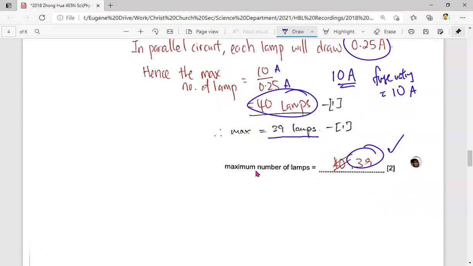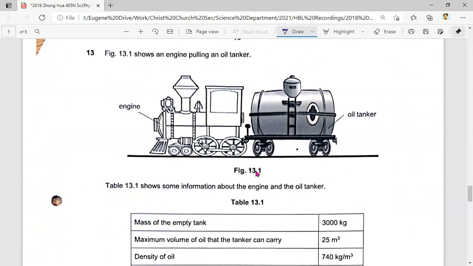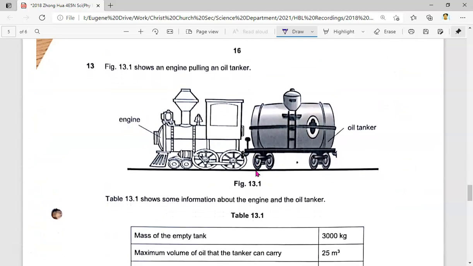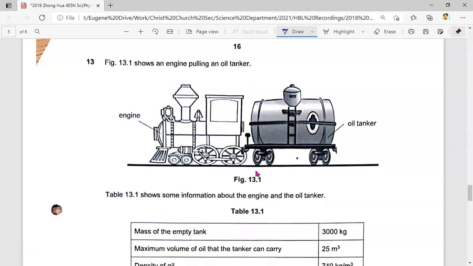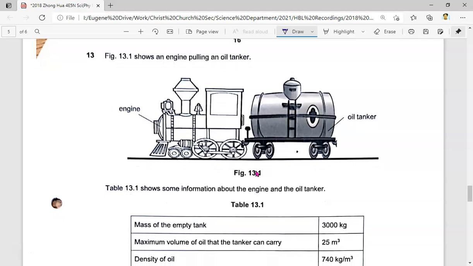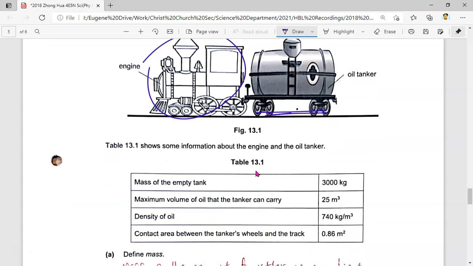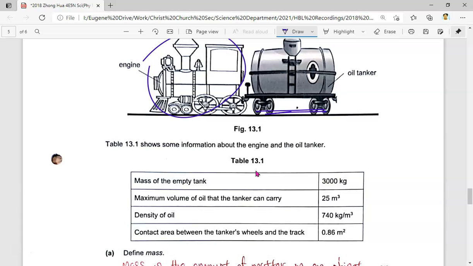Okay, so that's for question 12. Last one, question 13. Figure 13.1 shows an engine pulling an oil tanker. So this is the engine over here. This is the oil tanker. Now, table 13.1 shows some information about the engine and the oil tanker.